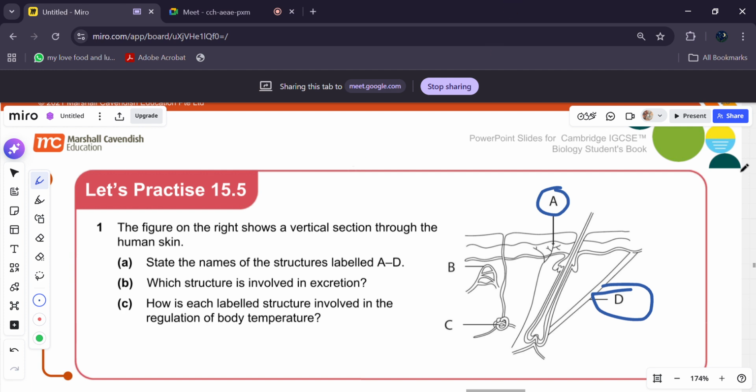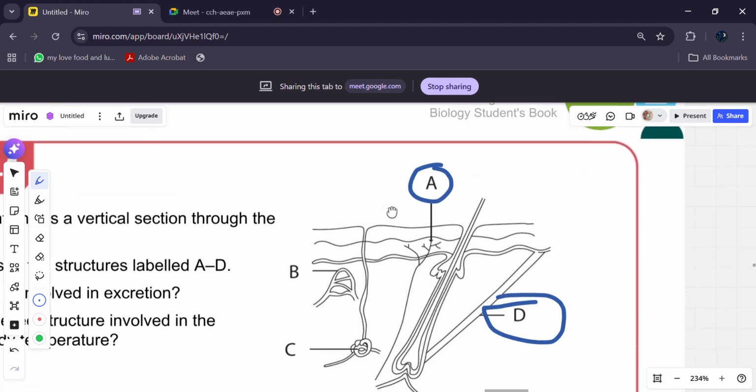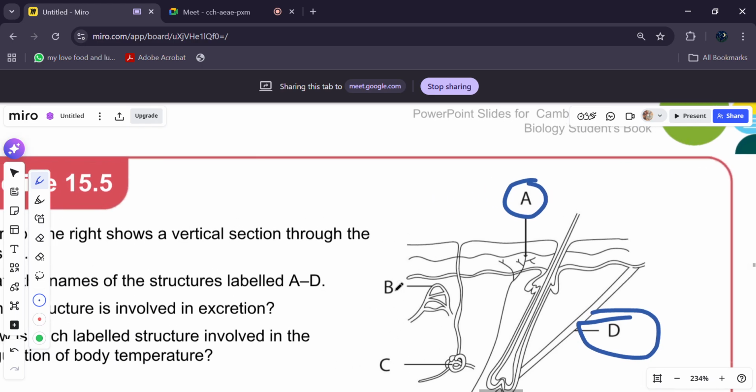If you have paused it and finished, unpause this video and I can tell you the answers. A is considered the nerve ending thermoreceptors. Basically, these are the thermoreceptors in our skin. This is the sweat gland. C is the sweat gland.